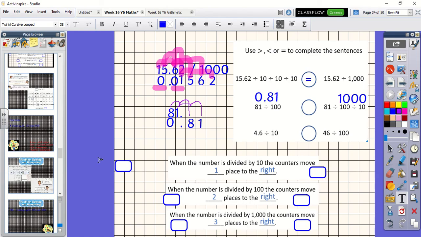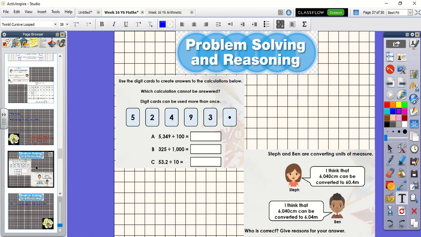And then, because we're not having a separate problem solving and reasoning lesson, now you're at home, you're doing it all in one. So this is our going deeper. So we're going deeper with dividing by 10, 100 and 1,000 today. So here you have got use digit cards to create answers to the calculations below. Which calculation cannot be answered? Digit cards can be used more than once.